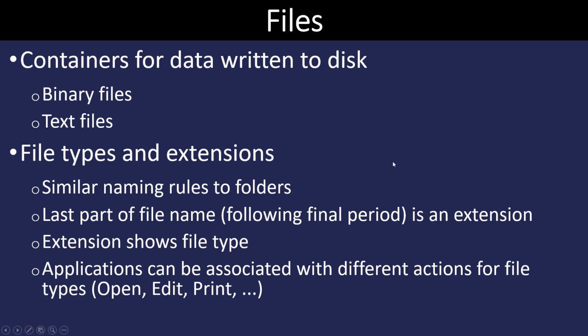Files are the individual items that are contained inside the folder. Typically, we have two types, binary files and text files. Binary files would just look like ones and zeros, and text files would be what we find for our documents and other applications.